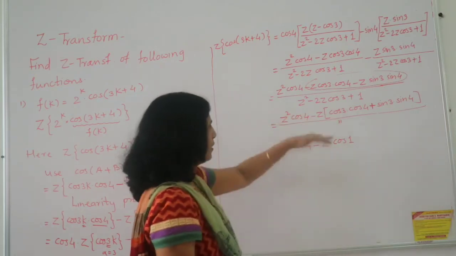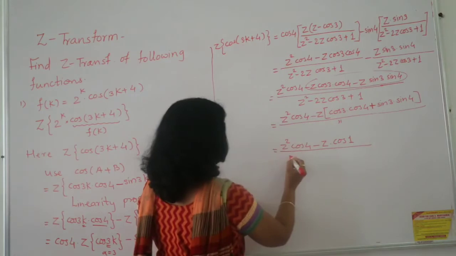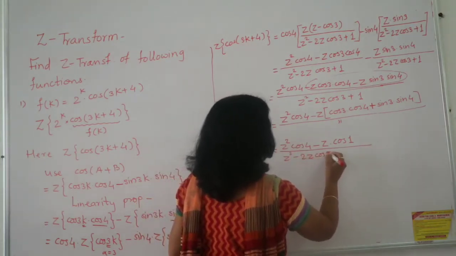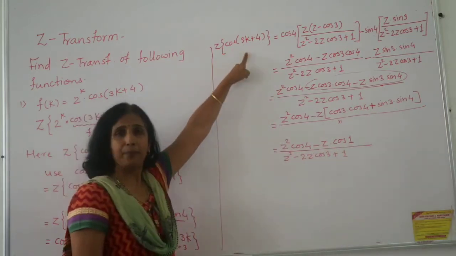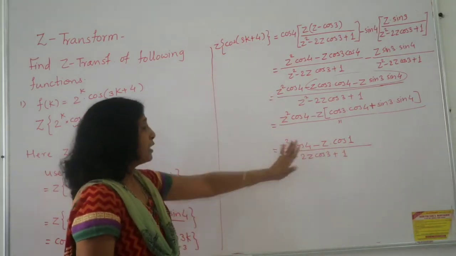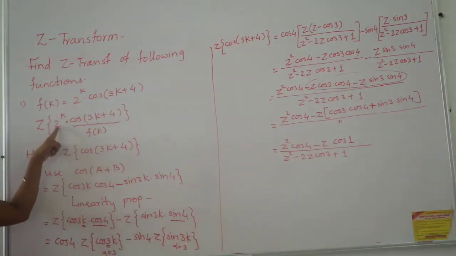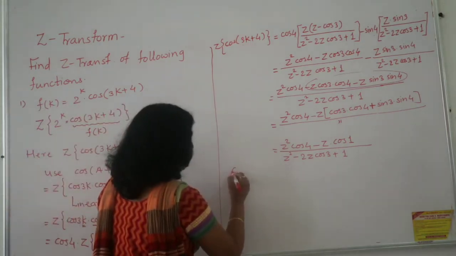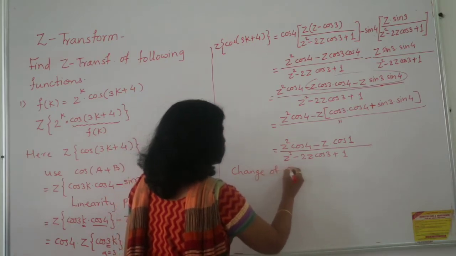See, this is quite easy, and further you don't need to simplify. Now I will write the denominator: z square minus 2z cos 3 plus 1. This is the Z transform of cos(3k plus 4) that we calculated. Now, come back to the example. I have to multiply it by 2 raised to k, so I will apply multiplication by, which is called the change of scale property.